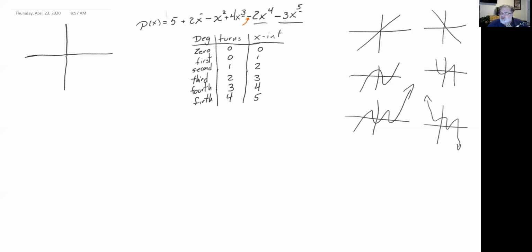So because this is a fifth degree with a negative lead coefficient, we know our end behavior is going to be up on that side, down on this side.